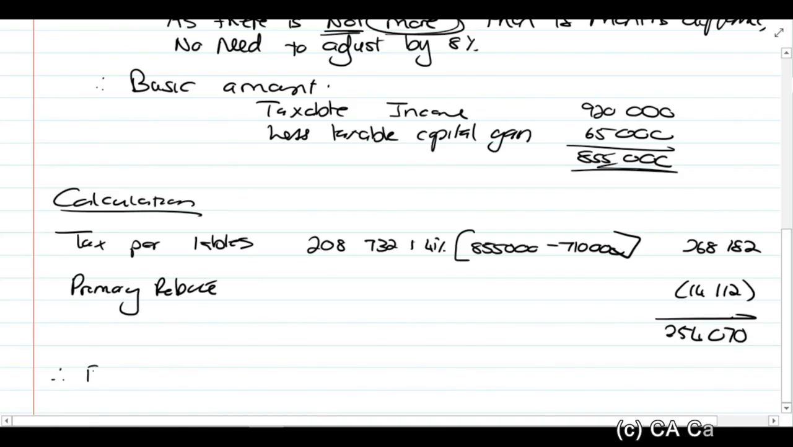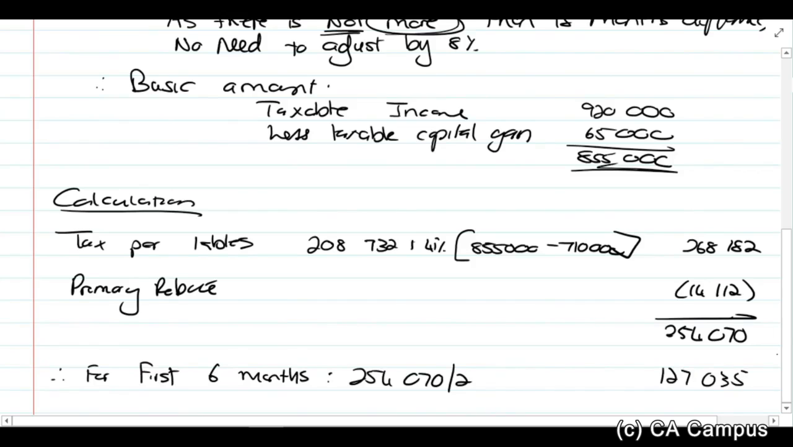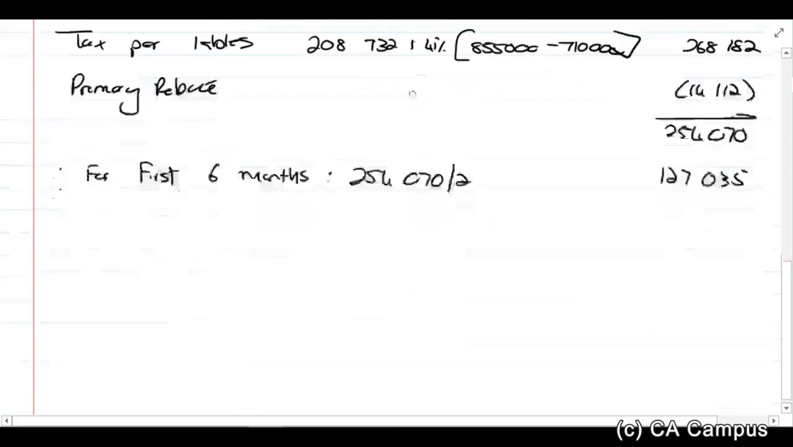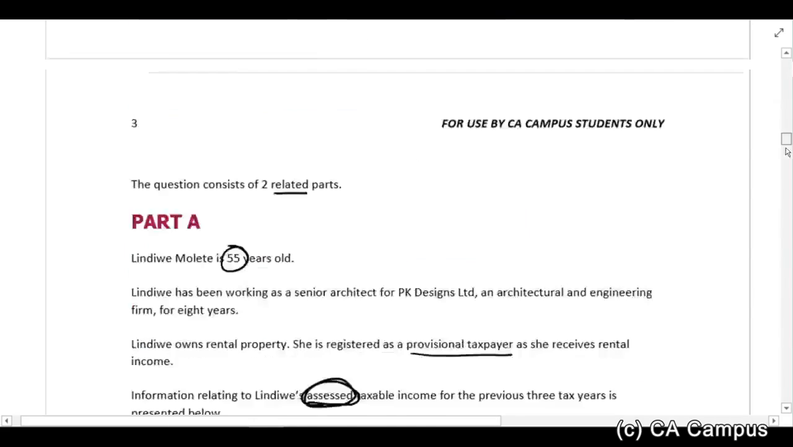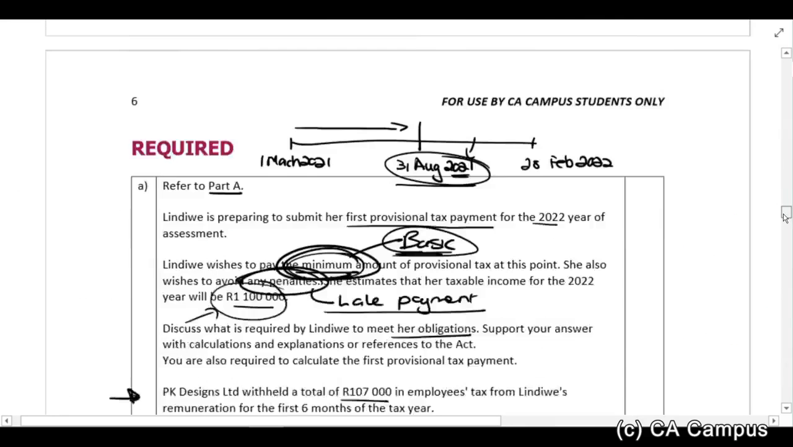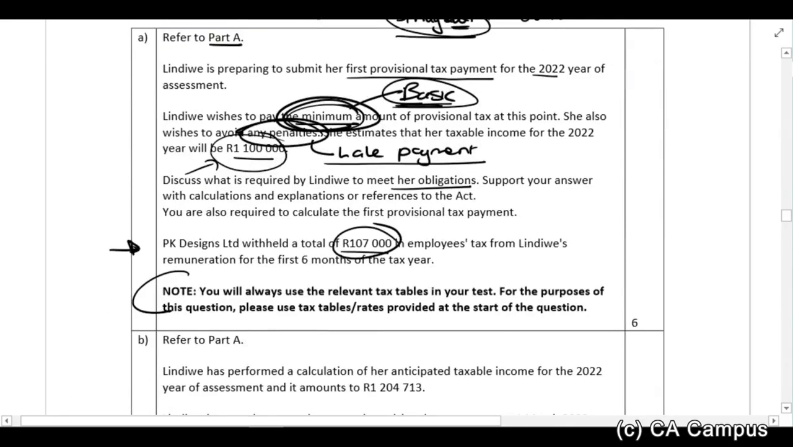So thus for the first 6 months it is 254,070 divided by 2, 127,035. So that's the tax we have to pay for the first 6 months, but we've already paid pay as you earn, which they give us in the required as being 107,000 rands.